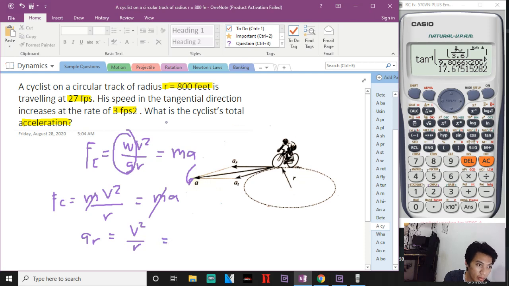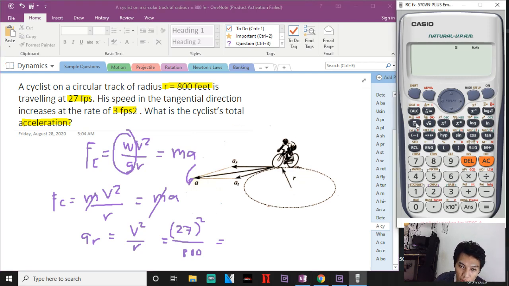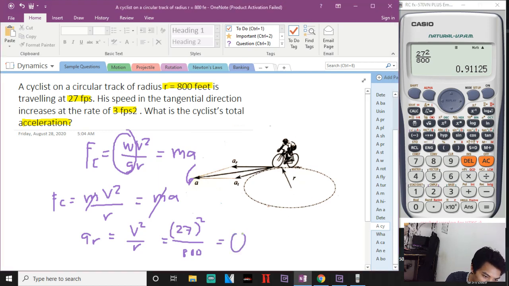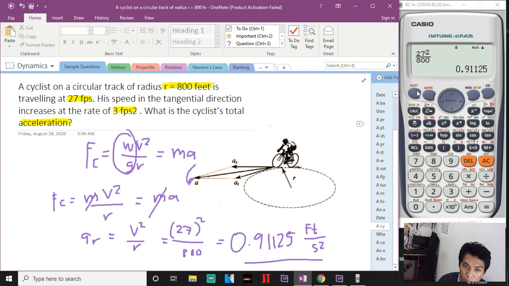AR. So, you have 27 fps. 27 squared. R, that is 800 feet, equal to, solve natin, that is 27 squared divided by 800. So that is less than 1. 0.9115 feet per second squared. That is your acceleration. So, store natin siya sa value ng A.